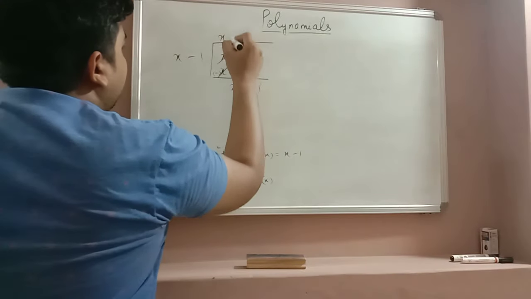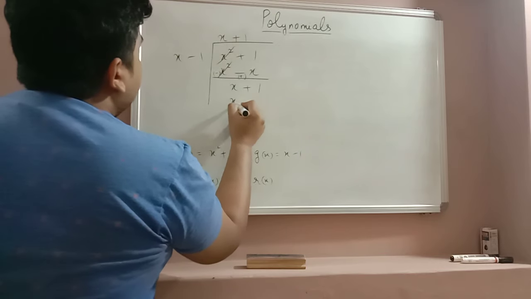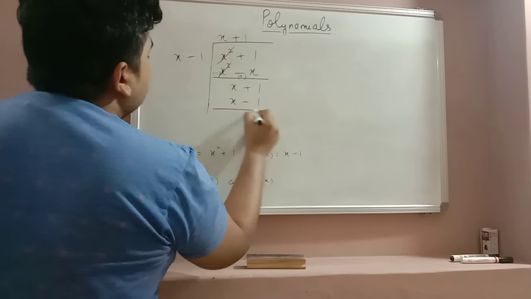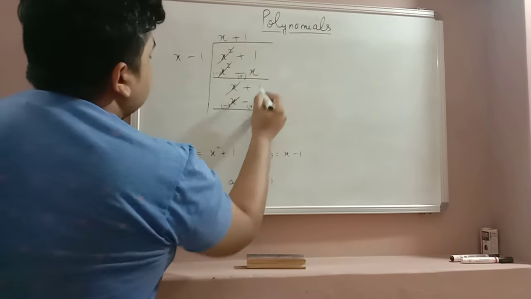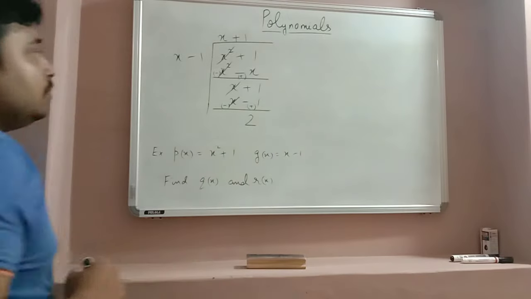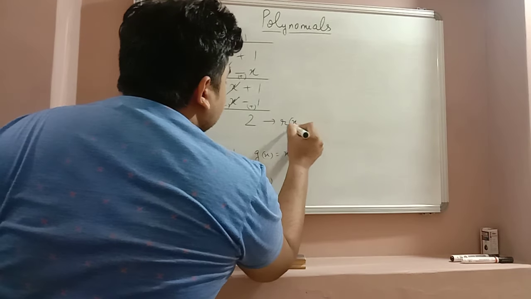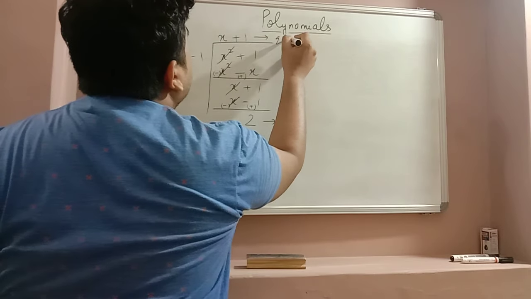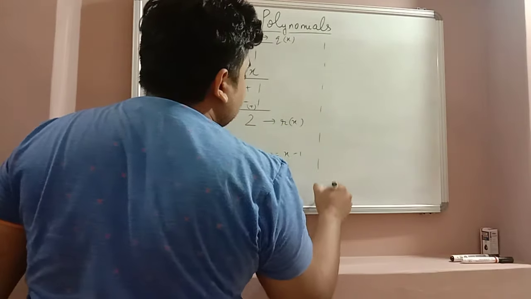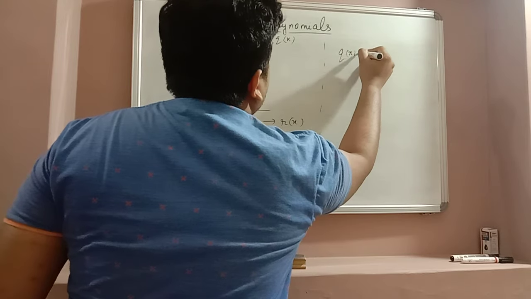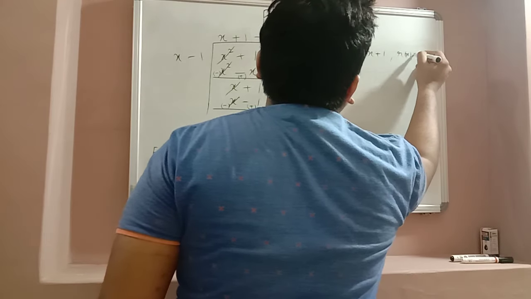Alright, now I need a plus 1 here. So plus 1, x minus 1, and on subtracting this will turn out to be minus, this will turn out to be plus, this gets cancelled, 1 plus 1 is 2. So here we got our r of x equals 2 and our q of x equals x plus 1. So I got here q of x equals x plus 1 and r of x equals 2.